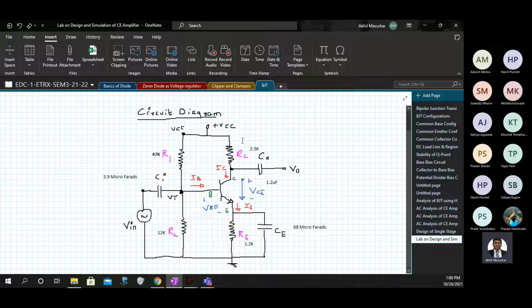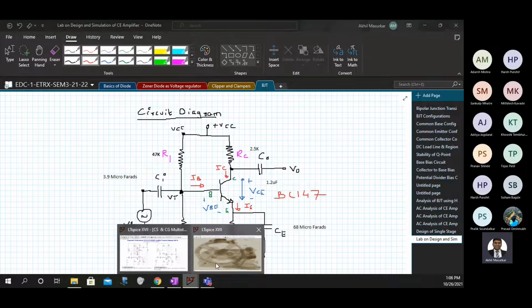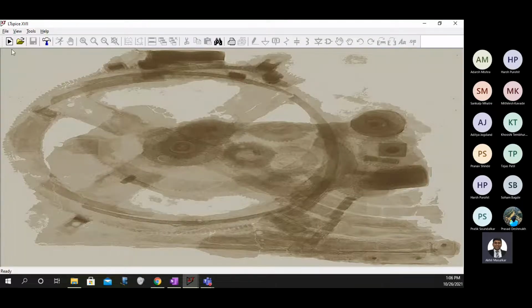So this is what we have to actually design. Now the transistor here is BC147. So we'll see that, and yes, we have to simulate this circuit. So let us simulate the circuit together.